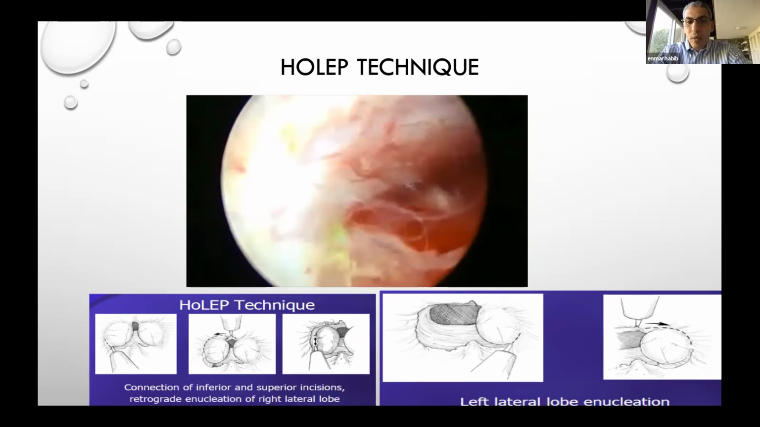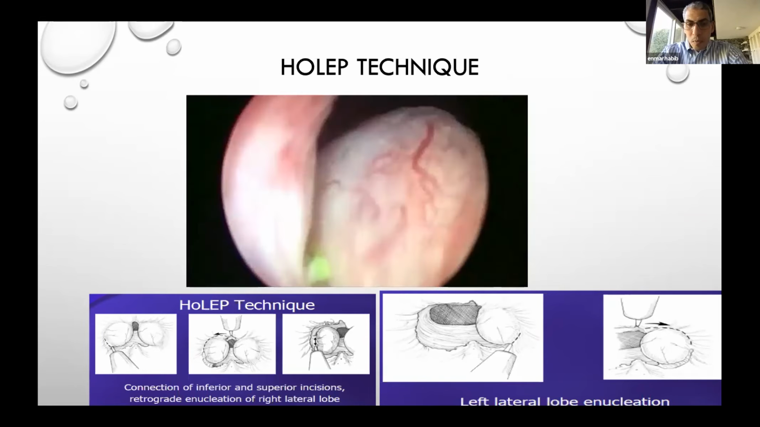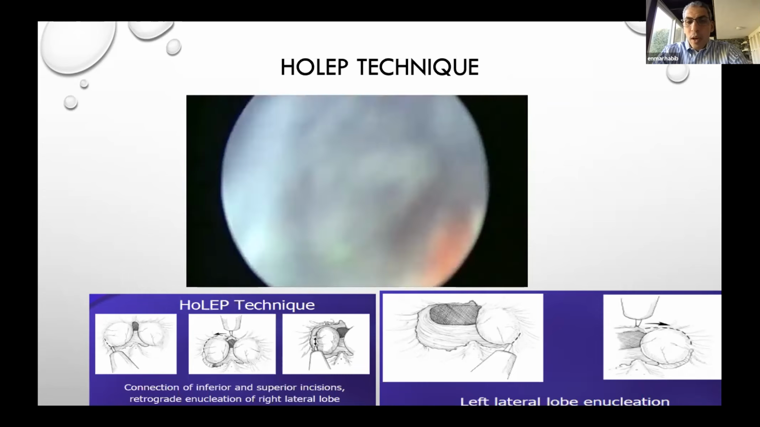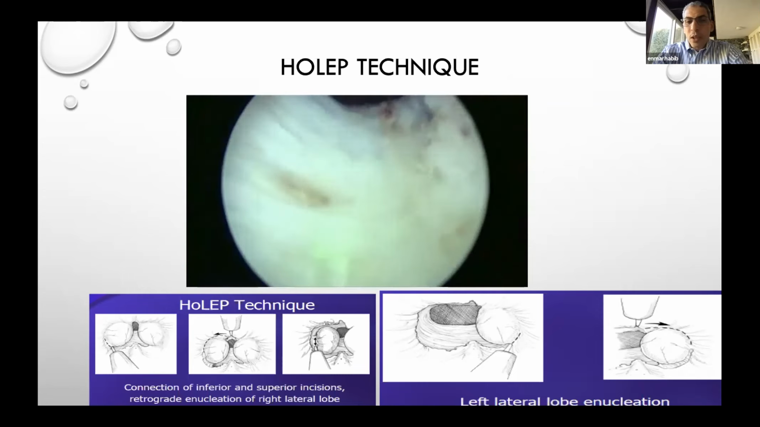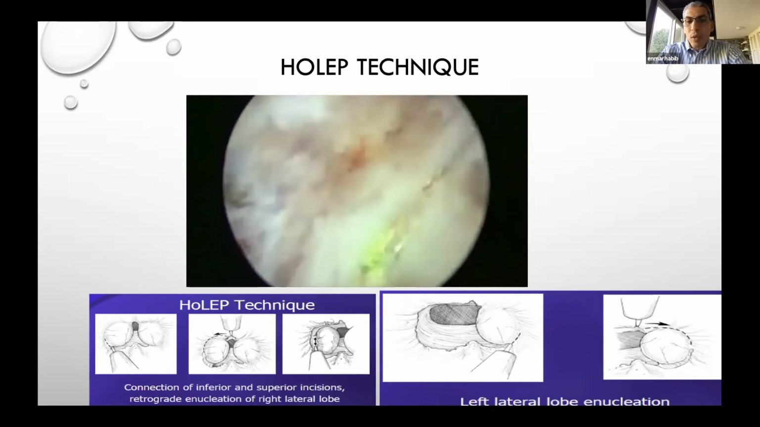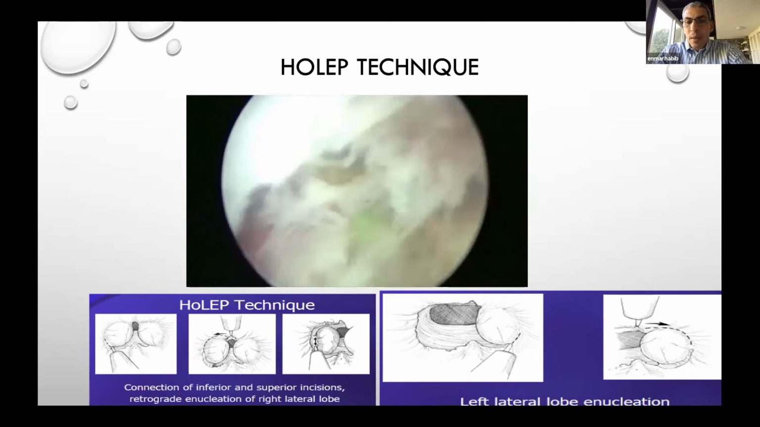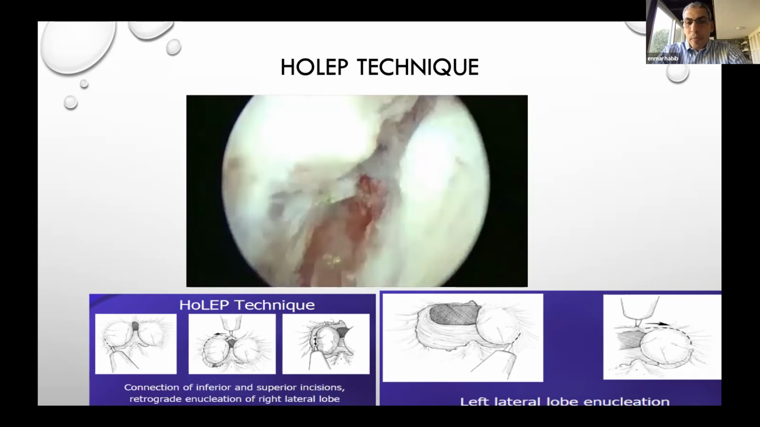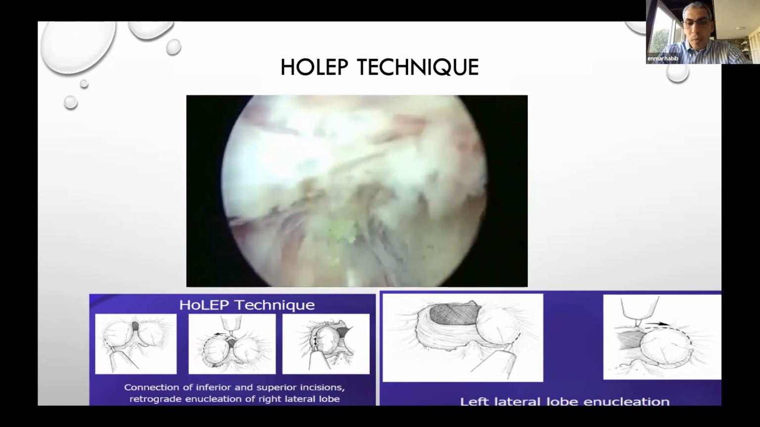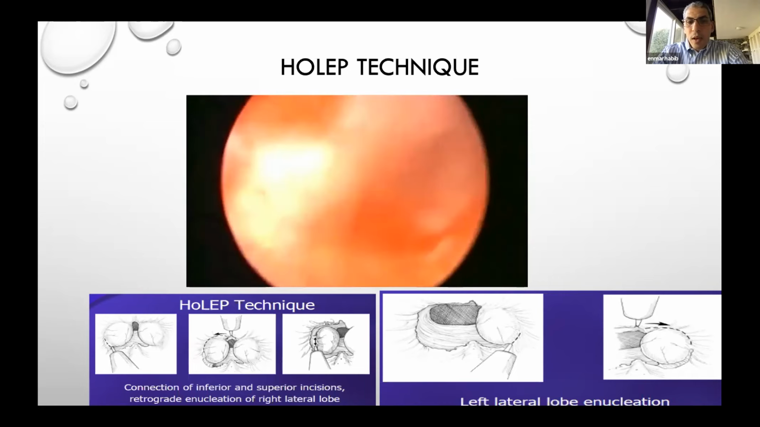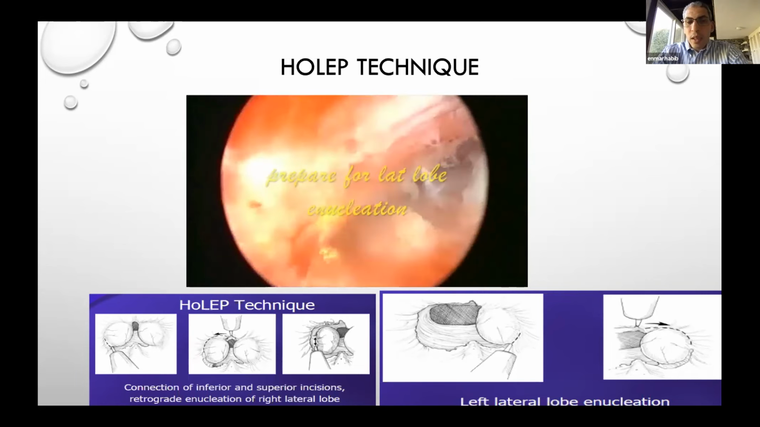After that, most of the procedure will be done bluntly, and we use the laser just to assist us with hemostasis, and the steam bubble will help to separate the adenoma from the surgical capsule. We can do either a two-lobe technique or a three-lobe technique according to the configuration of the prostate. If we have a prominent middle lobe with two gutters at 5 and 7 o'clock, we can do a three-lobe technique by separating the middle lobe first. After that, we proceed with the lateral lobes.